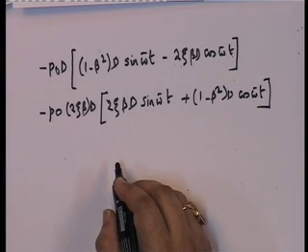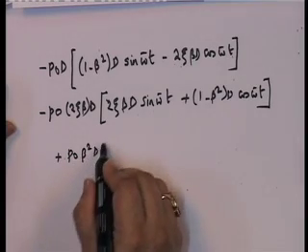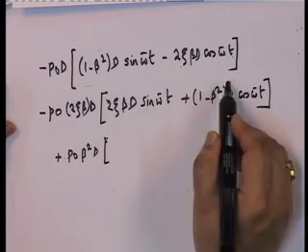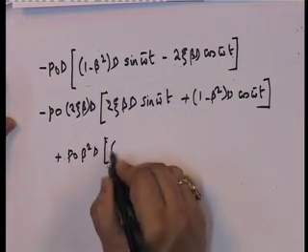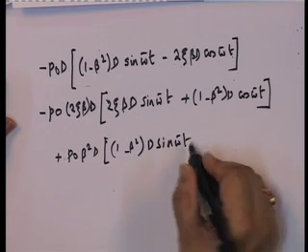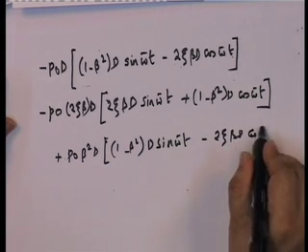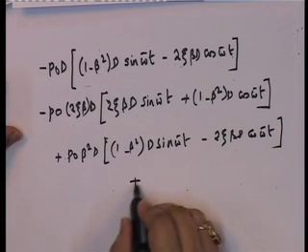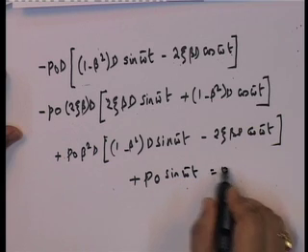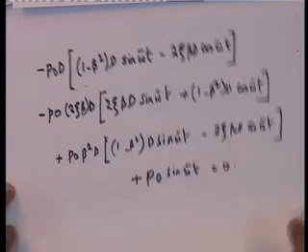And then finally, I have P naught beta squared d into the same thing that I have here, 1 minus beta squared d sine omega t minus 2 xi beta d cosine omega t, plus P naught sine omega bar t is equal to 0. So, we have to just show that this is indeed equal to 0.